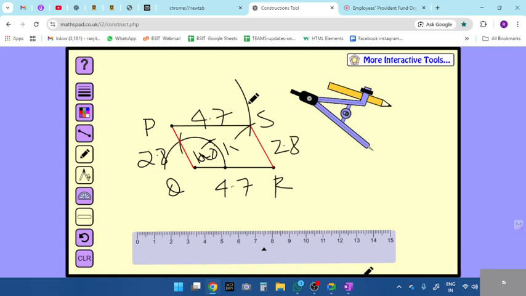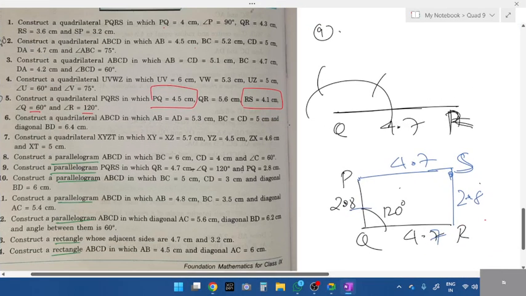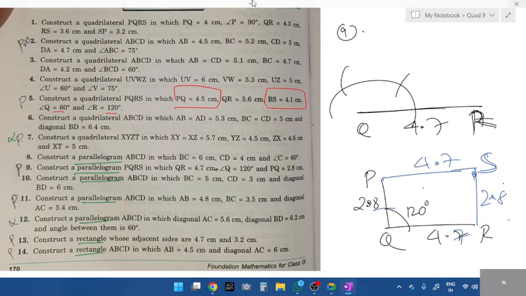Okay, completed. Shall we try the next one? All of you are completed? Next question. 10th, 9th is done. Which one will you have? 11th question. 10th one is cancelled.